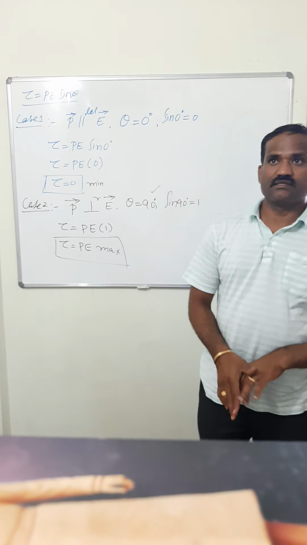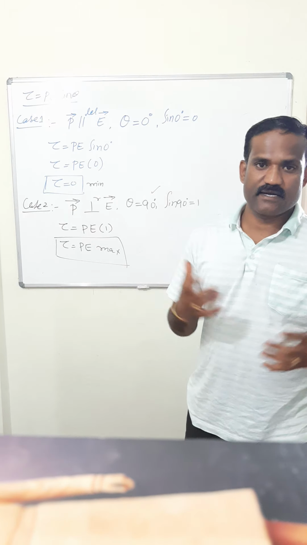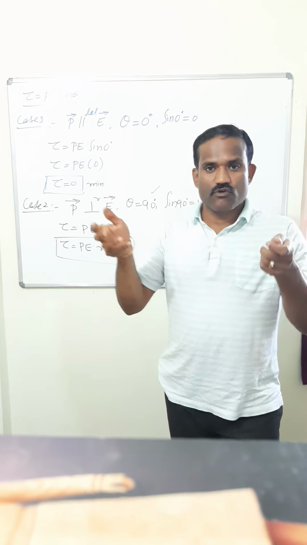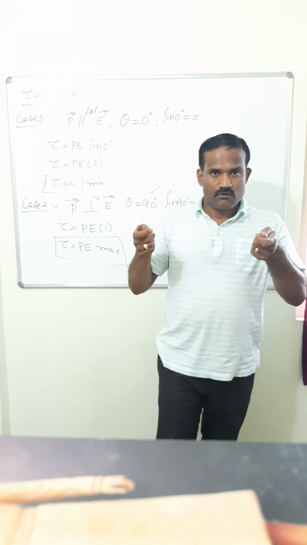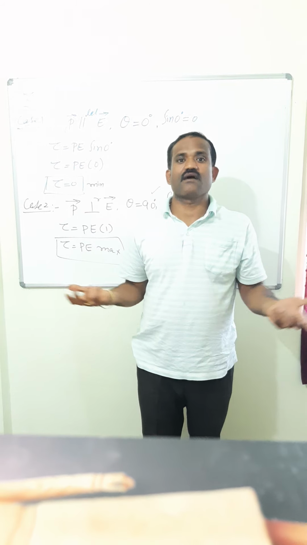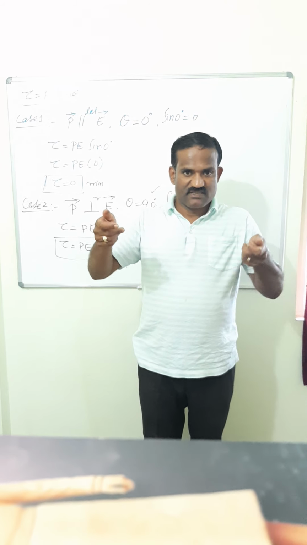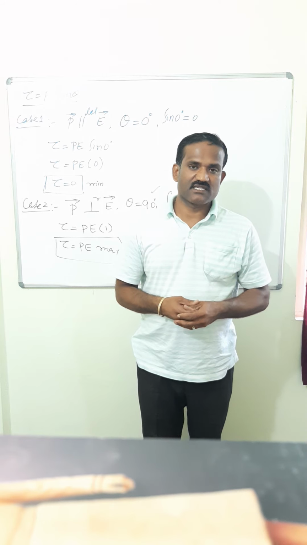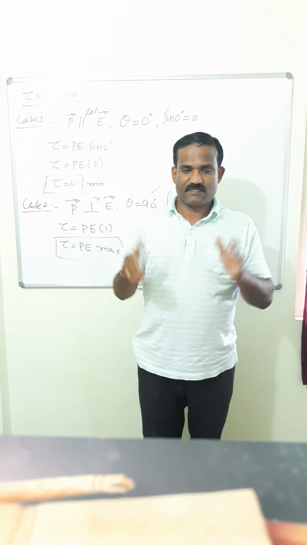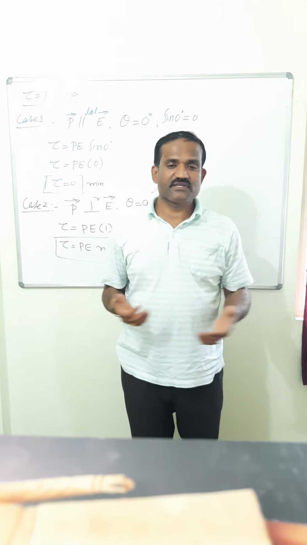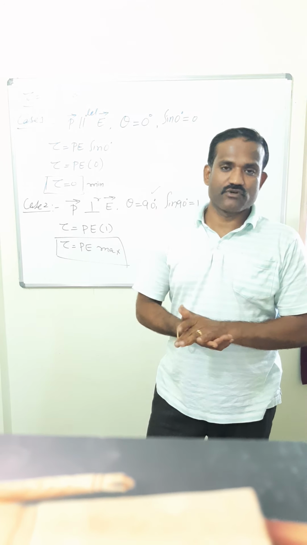So here in this class we had a discussion on torque on an electric dipole. What do you mean by torque? Two equal and opposite forces. One force is like this and another force is like this. Then it will constitute a couple or torque. It is defined as the product of either of the magnitude of the charge and the distance separation between the two forces. The rotating effect of force is what is called torque.